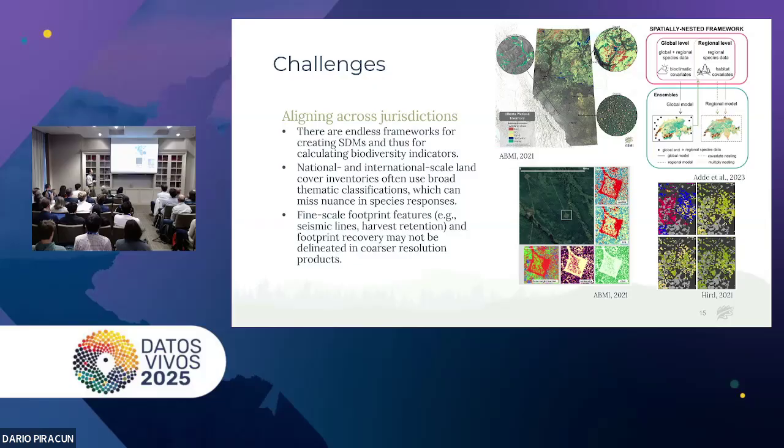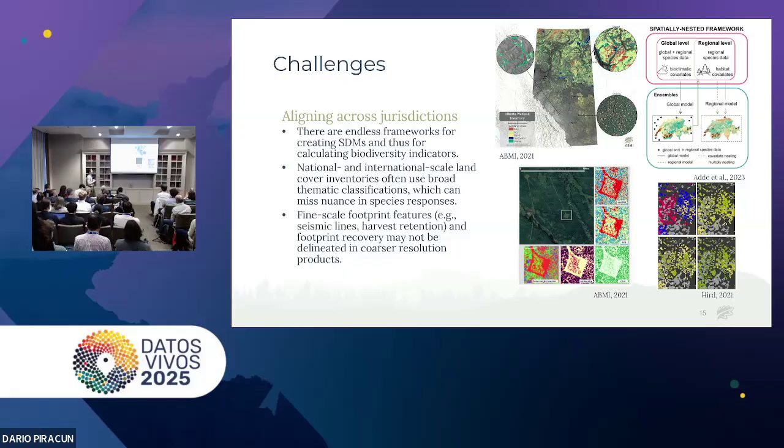Some of the other challenges we always face are that the scale we're working at might change the land cover inventories that we're using. If we're interested in national or international scale, we might be using coarser thematic classifications for our land cover inventories, and that might miss key nuances that regional products might be able to grab.